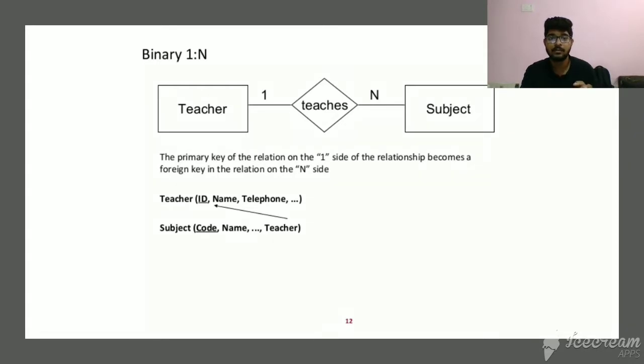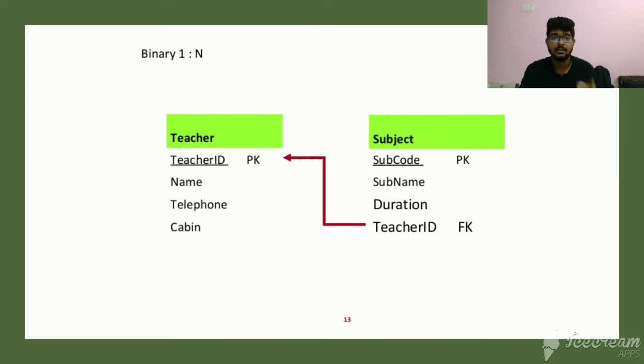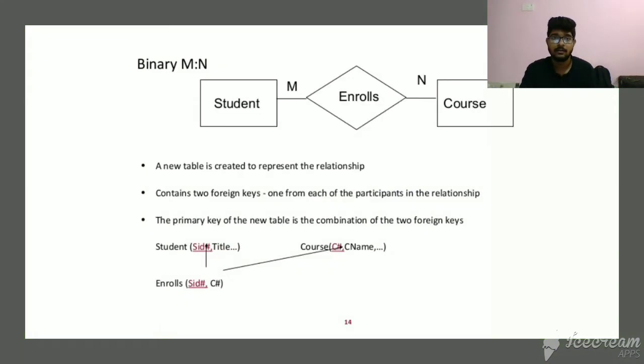In the other case, binary 1:n. One teacher teaches n subjects. For 1:n, the primary key of the relation on the one side of the relationship becomes a foreign key on the other side. Teacher ID will be a primary key, and in the subject table, subject code will be a primary key and teacher ID will be the foreign key, which is related to the teacher ID in the teacher table.